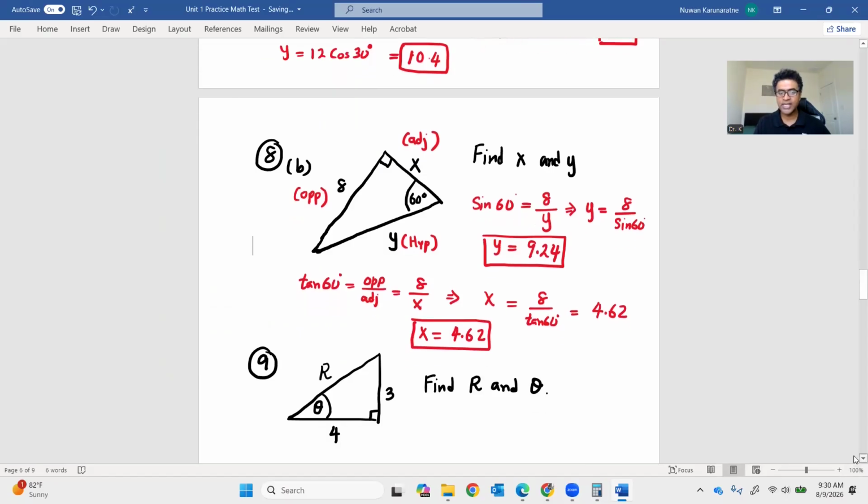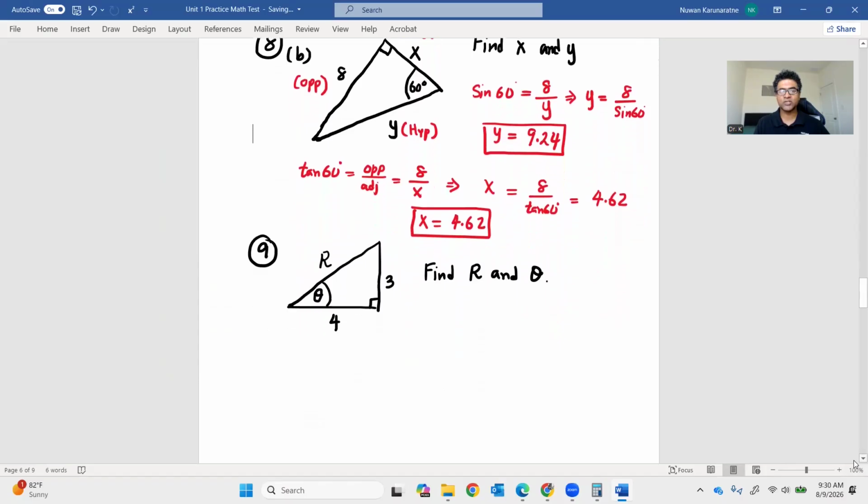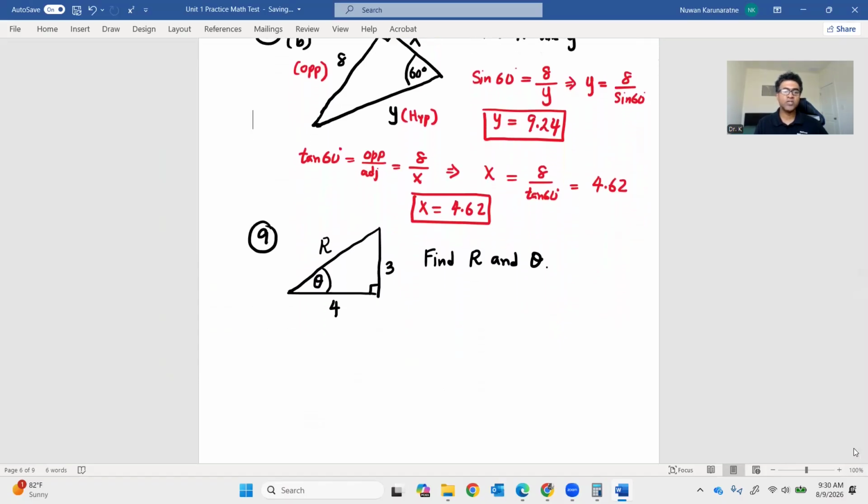Now let's go to 9. So again, we have a right angle triangle. Here we need to find the hypotenuse, right? So that's the hypotenuse. That's the opposite. And this is the adjacent. I need to find the hypotenuse. So look, the other two sides are given. So I can use Pythagorean theorem.